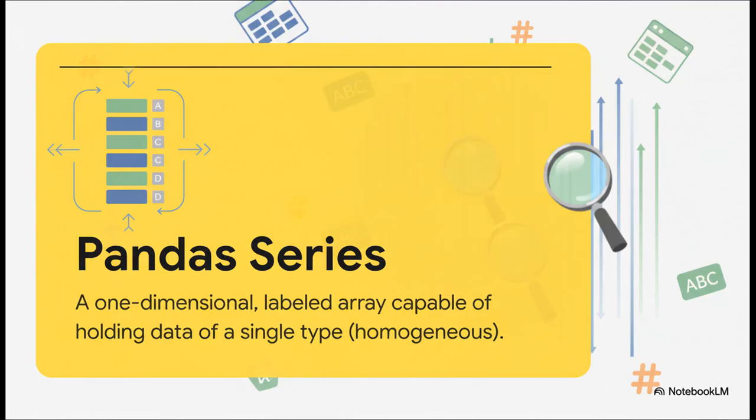All right, so what is a series, really? I know the official definition sounds a little intimidating, but it's not, I promise. One-dimensional just means it's a single column. Easy enough. Labeled means every single value gets its own little name tag, which we call an index. And homogeneous? That's just a fancy way of saying you can't mix your data. It's got to be all numbers or all text, but you can't have both in the same series.